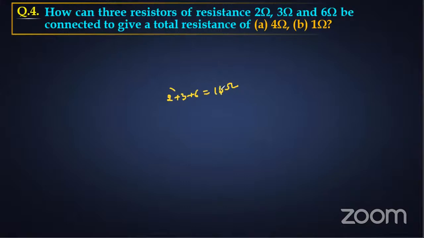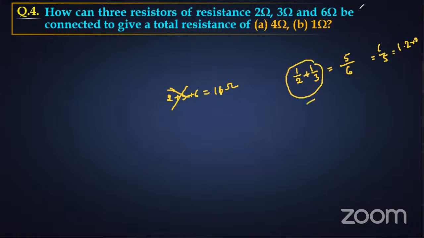11 ohms, very good. There is no such option. So we are not supposed to connect them in series. Connect these two in parallel: 1 by 2 plus 1 by 3. The LCM is 6, and here it is 5. Reverse it, 5 by 6 becomes 6 by 5, that is 1.2. So 1.2 plus 6 is 7.2. So no combination.